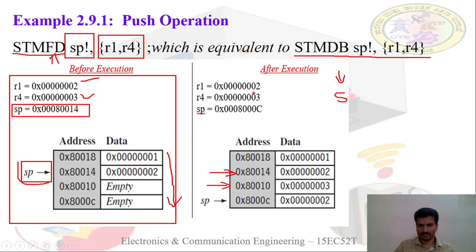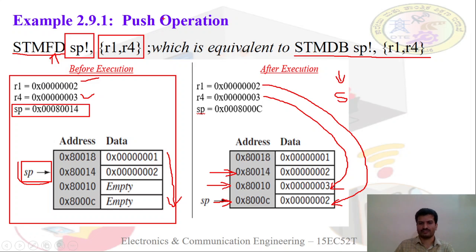So which data will come here? R4 data is pushed onto the stack memory. Again it will decrement by 4. So now SP is pointing to this memory location 800C. Now the R1 data will be pushed onto this memory location. So 3, 2. Here R4 is pushed first, then R1 is pushed later.